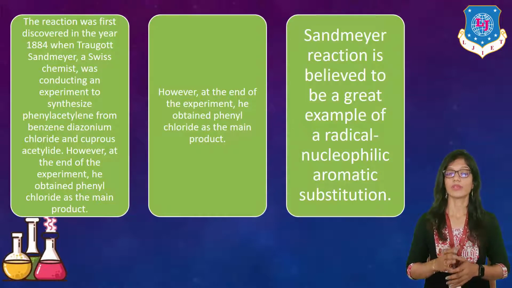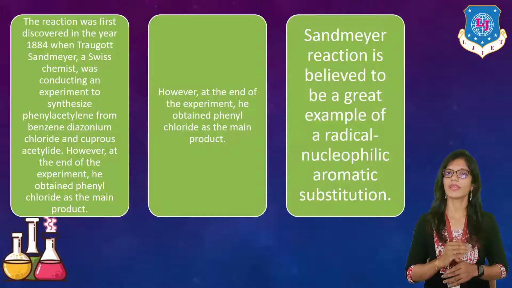The reaction was first discovered in the year 1884 when Traugott Sandmeyer, a Swiss chemist, was conducting an experiment to synthesize phenylacetylene from benzene diazonium chloride and cuprous acetylide. However, at the end of that experiment, what he obtained was phenyl chloride as the main product.